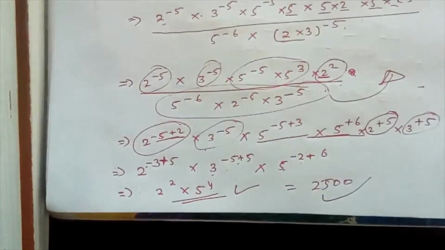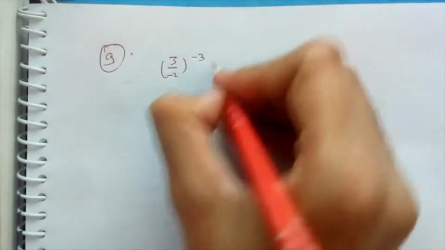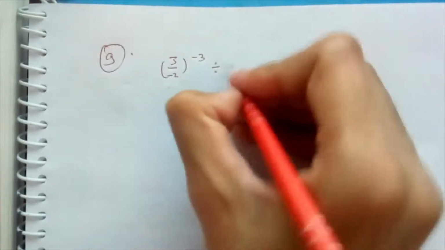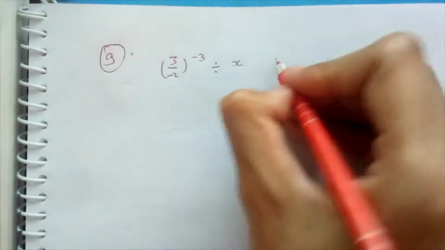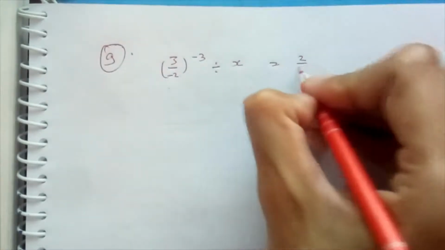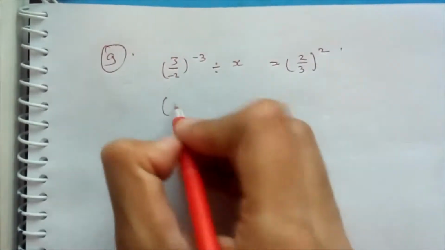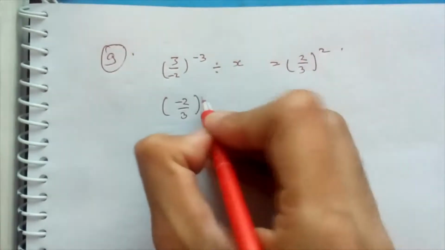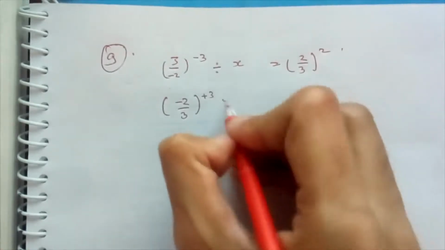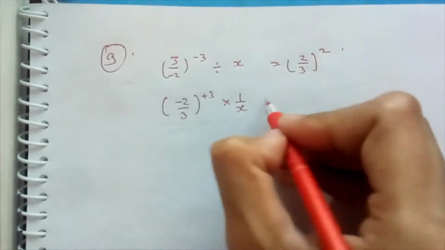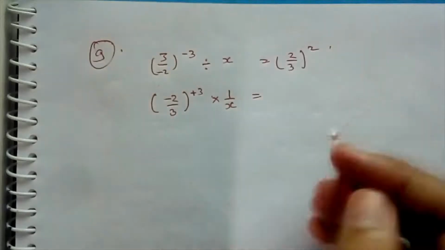We are done. So question number 9 says, by what number should this be divided to get this? Should this number be divided by what number? Let it be divided by x to get 2 by 3 whole to the power 2. Let's quickly write it as minus 2 by 3 whole to the power plus 3. We will change it to 1 upon x.